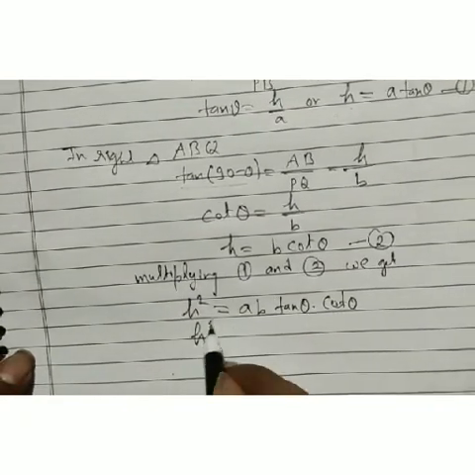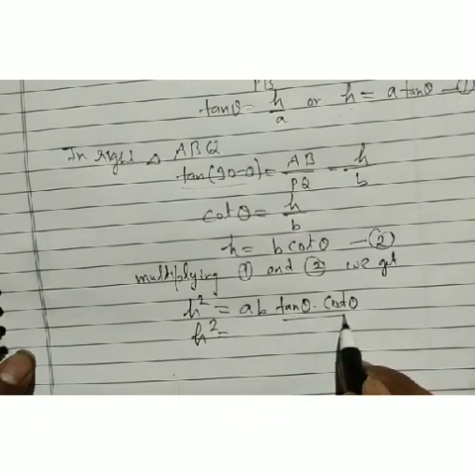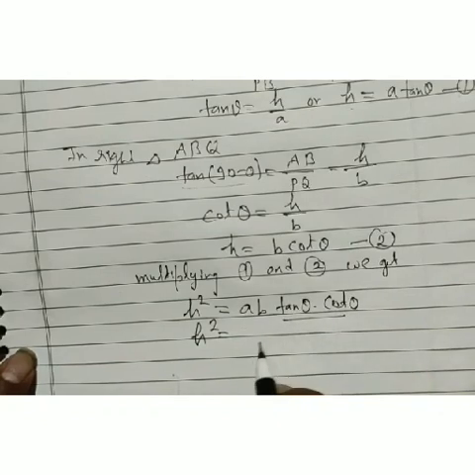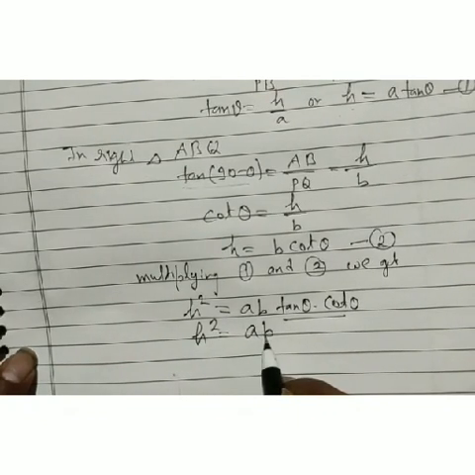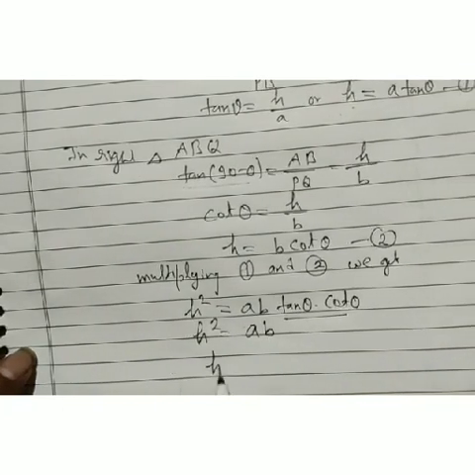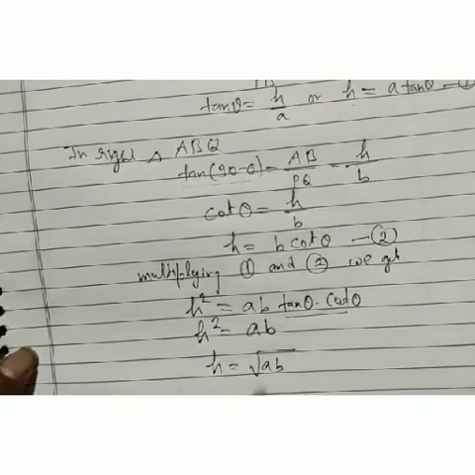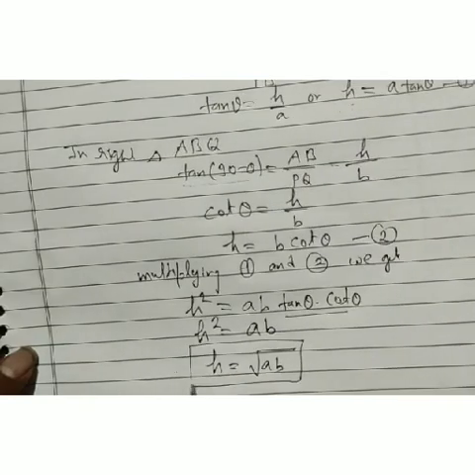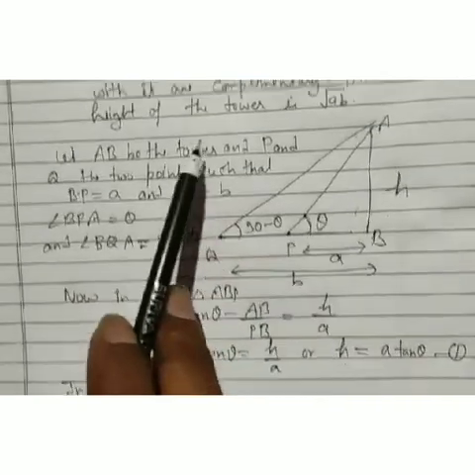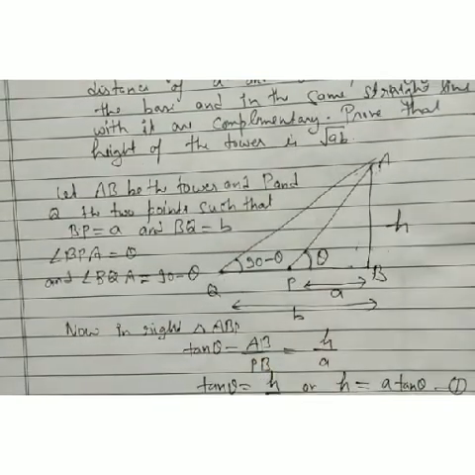Then tan θ and cot θ are complementary to each other, so their product is 1. Then we have H square equal to AB. The value of H is the square root of AB, which is our required result. We have proved that the height of the tower is given by under root AB.